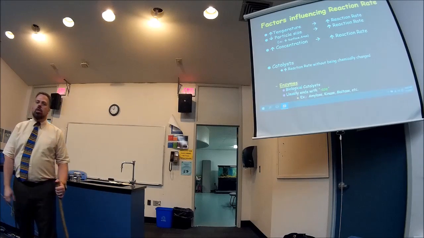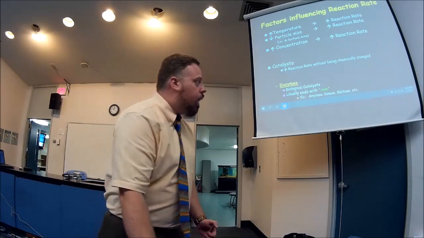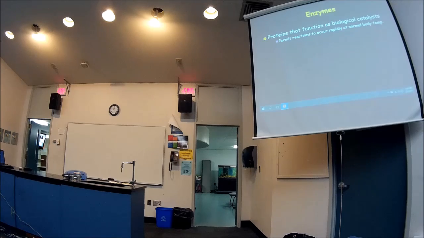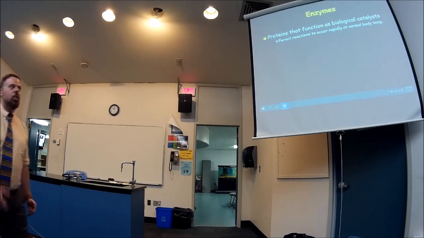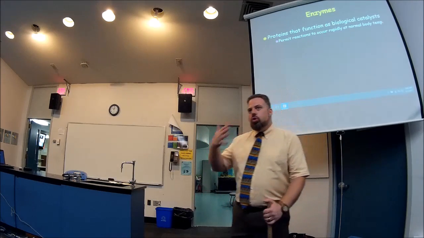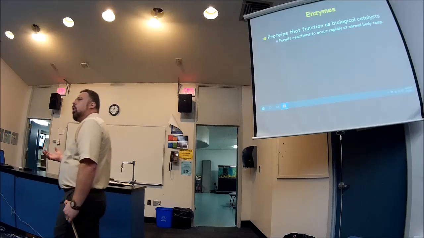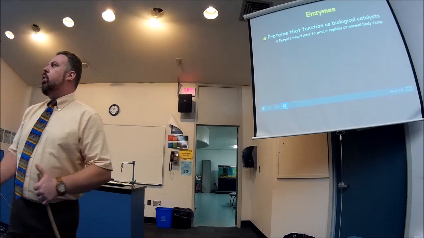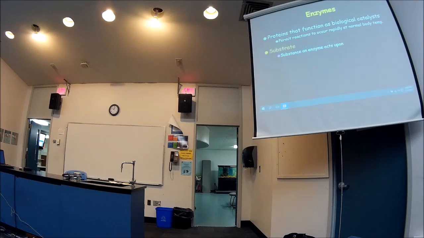Okay? So enzymes. So we've got to talk about enzymes now. All right? They're proteins. And we'll explain what those are a little bit later. Proteins that function as these biological catalysts. They allow us to do reactions that happen very fast at our own body temperature. Okay? Whatever that normal is. You don't have to make your body temperature go high or low.